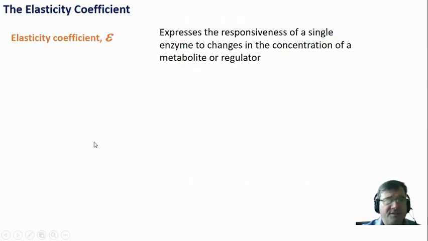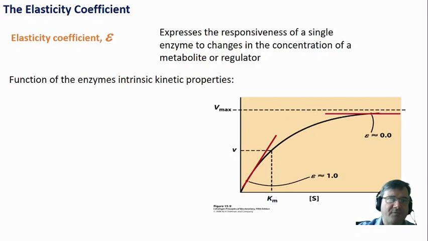The next coefficient is the elasticity coefficient, and that's given by this eta here. It expresses the responsiveness of a single enzyme to changes in the concentration of a metabolite or regulator. So this tells you a little bit more about a particular enzyme and how it's sensitive to changes in concentration. And again, it's based upon the enzyme's intrinsic kinetic properties, so it's based upon V and Km.